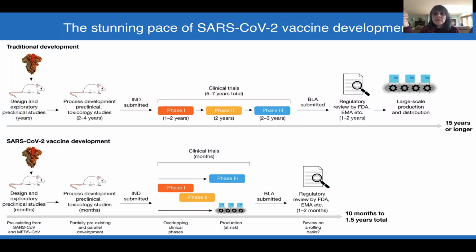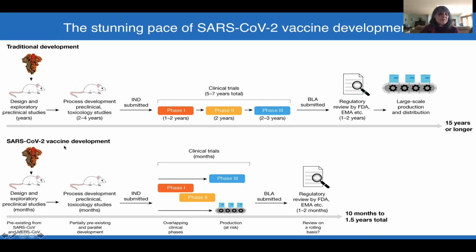So the traditional vaccine development can take up to 15 years because the animal studies usually take 2 to 4 years. The clinical trials are usually 5 to 7 years. The regulatory review by various regulatory agencies can take a year or two. Then you have to scale up for long-term production or large-scale production.